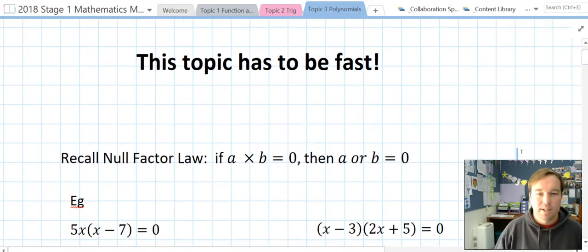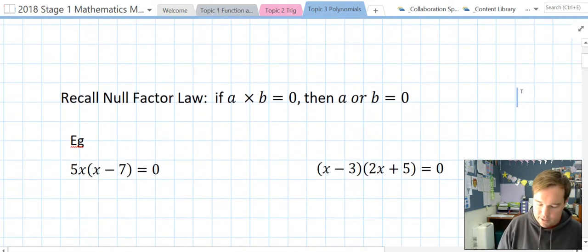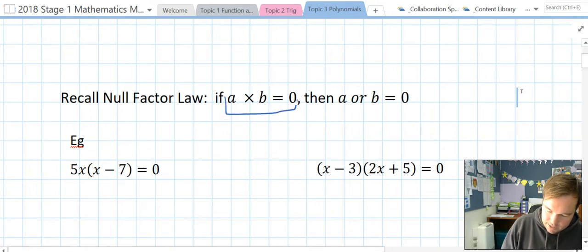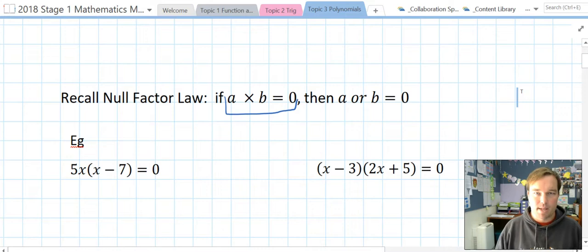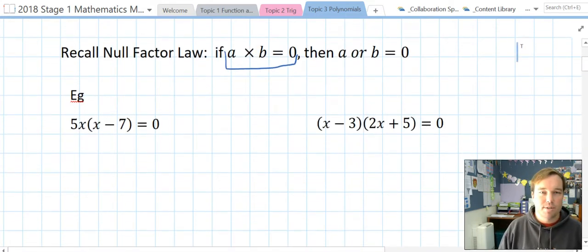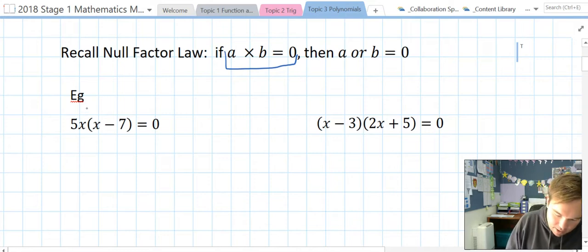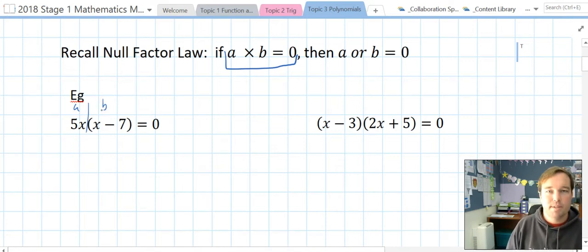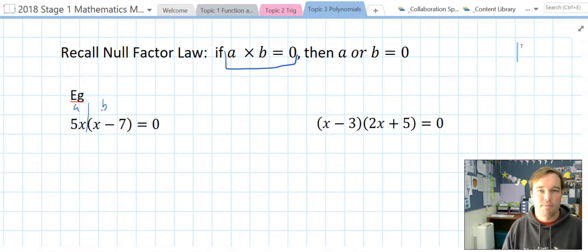Alright, initially, let's look at null factor law. So null factor law states that if you have a times b equals 0, then a or b must be equal to 0. And we can see that in these types of factorized equations here. So here, I would see that this has two parts. You can call that a and that b. One of them must be equal to 0 in order for the entire thing to be equal to 0. If one of them is 0, it doesn't matter what the other is, it's 0.